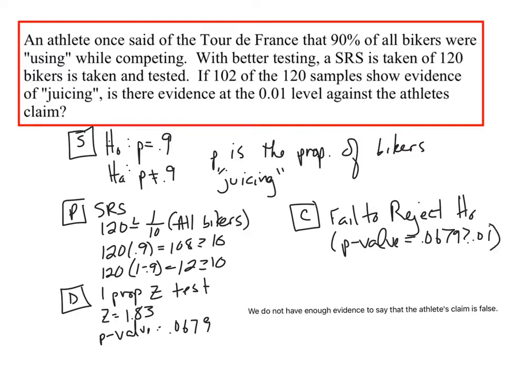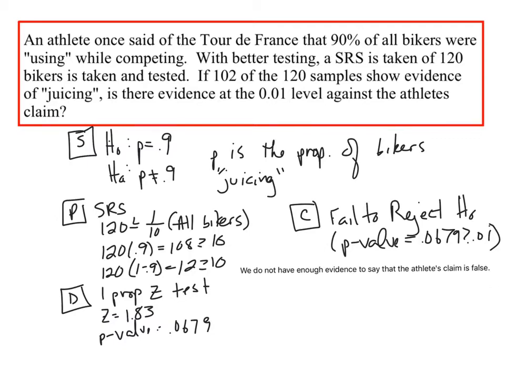And then we should put that in context. You see, I've put that right here. If we have failed to reject, that means we're back here. We said, okay, so we're still at 0.9, so we don't have evidence to say that that athlete's claim is false.